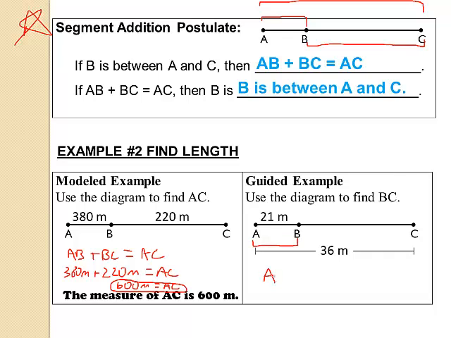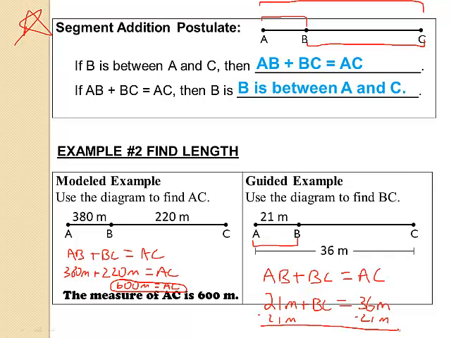So we have AB's length plus BC's length equals AC's length. And I plug in everything that I know. AB's length is 21 meters. BC's length, we do not know, so we keep it as unknown. And AC's length is 36 meters. And now you solve it algebraically by subtracting 21 on both sides. And solve, and we come up with, so I'm running out of room, we have BC's length equals 15 meters. And that's applying the segment addition postulate.